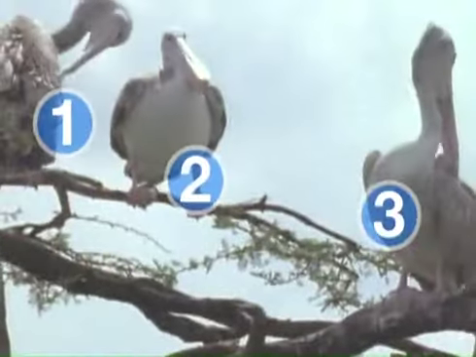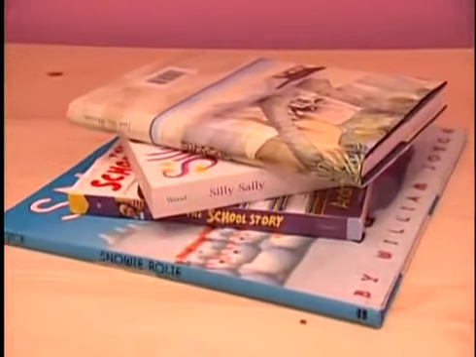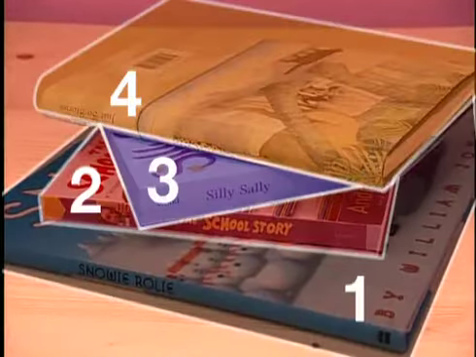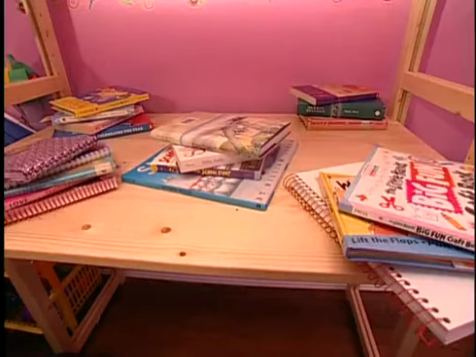Counting tells you exactly how many. For example, it's simple to count these books. 1, 2, 3, 4. But what if there are lots of books? This is too many to count quickly and easily, but you can estimate, or come up with a number close to the exact amount. Watch.